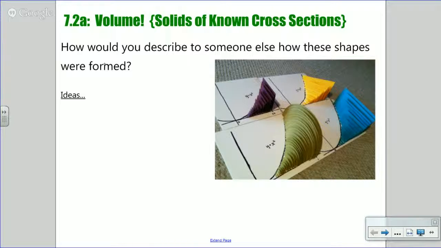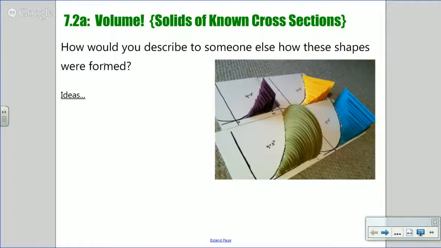What I'd like for you to do is pause the video and jot down some ideas, talk with someone around you about how each of these sections were formed. What are similarities? What are differences? And then I want to kind of formalize your ideas there. So go ahead and pause the video, take 3 minutes, jot down some ideas. All right.